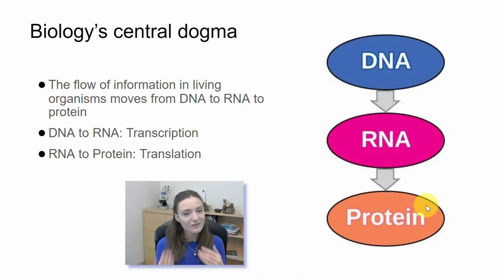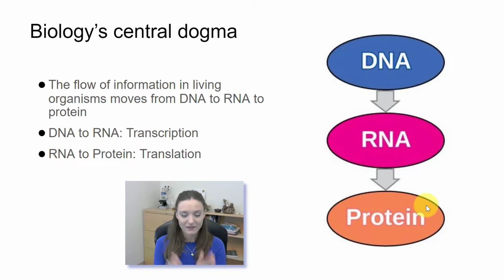So we call this kind of process of DNA original instructions, we get a copy of DNA in the form of RNA, and then that RNA is what's used to build a protein. We call this kind of like biology's central dogma. It took us a while to figure this out. We didn't really know exactly how this functioned, but once we did, we're like, whoa, that's how it works. Okay.